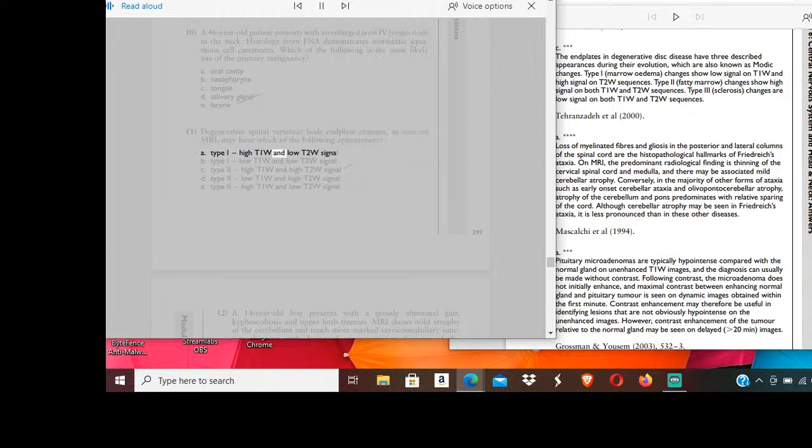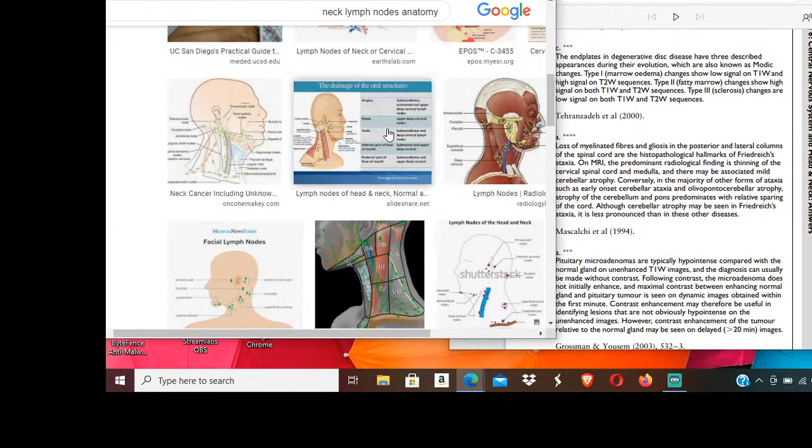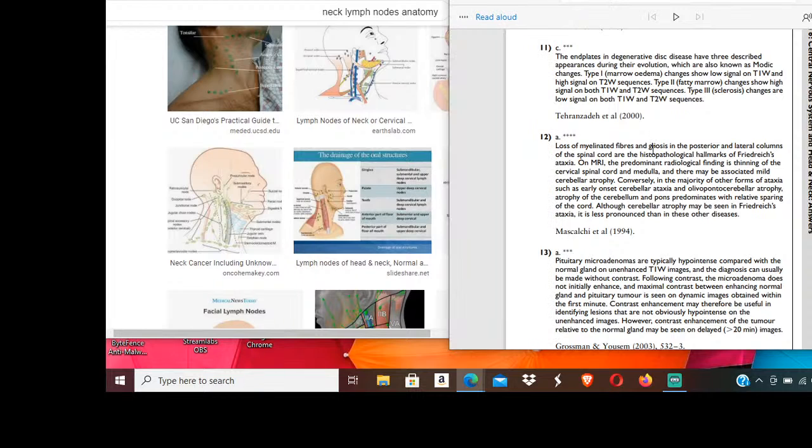A. Type 1 high T1W and low T2W signal. B. Type 1 low T1W and low T2W signal. C. Type 2 high T1W and high T2W signal. D. Type 2 low T1W and high T2W signal. E. Type 2 high T1W and low T2W signal.